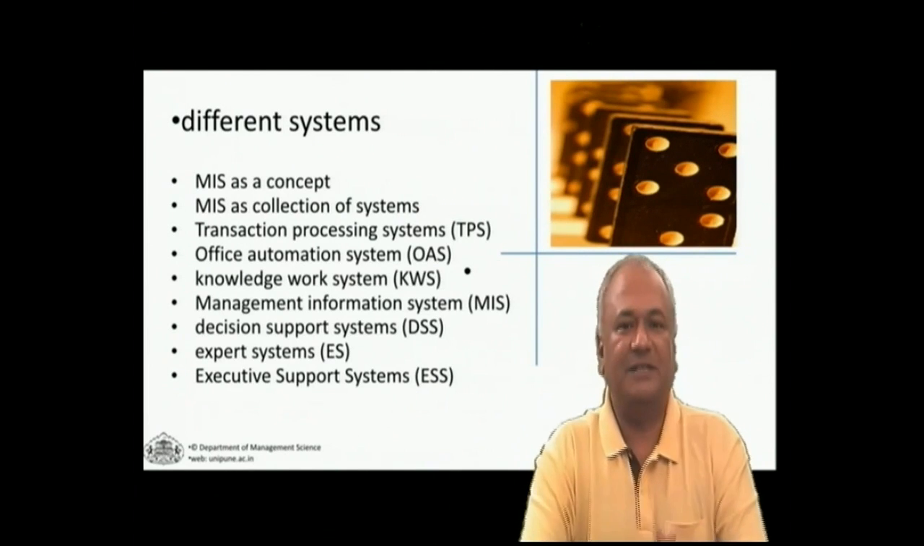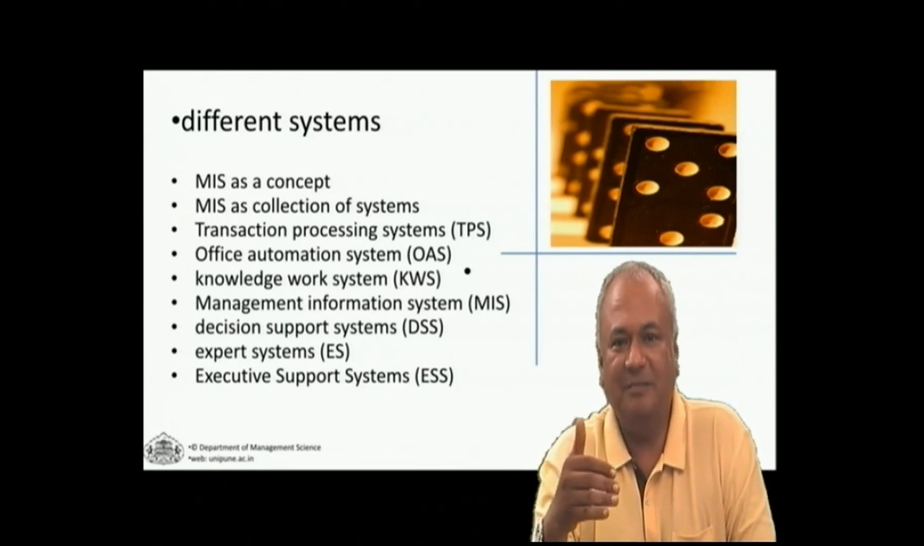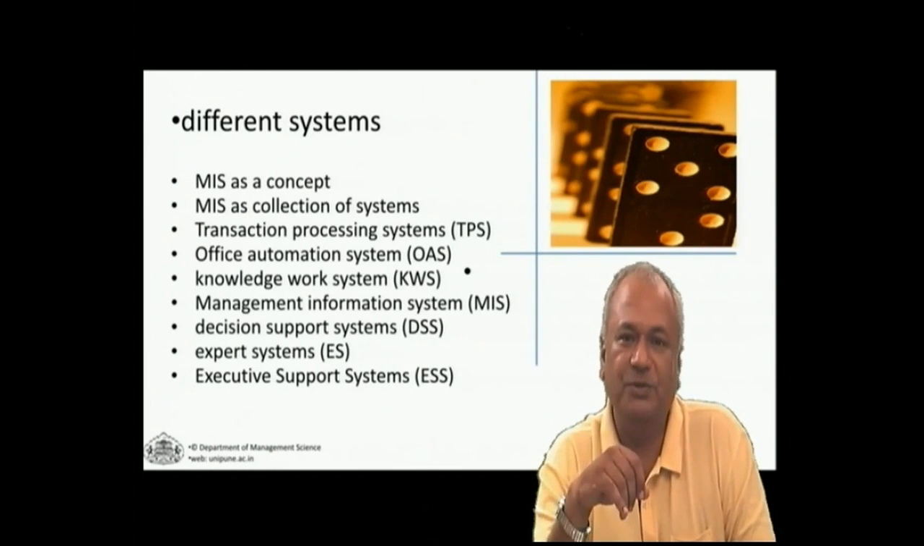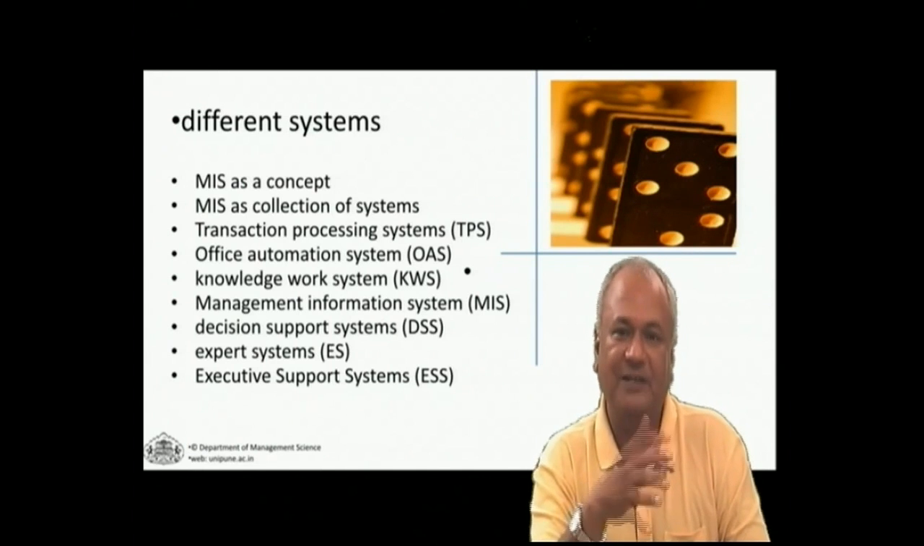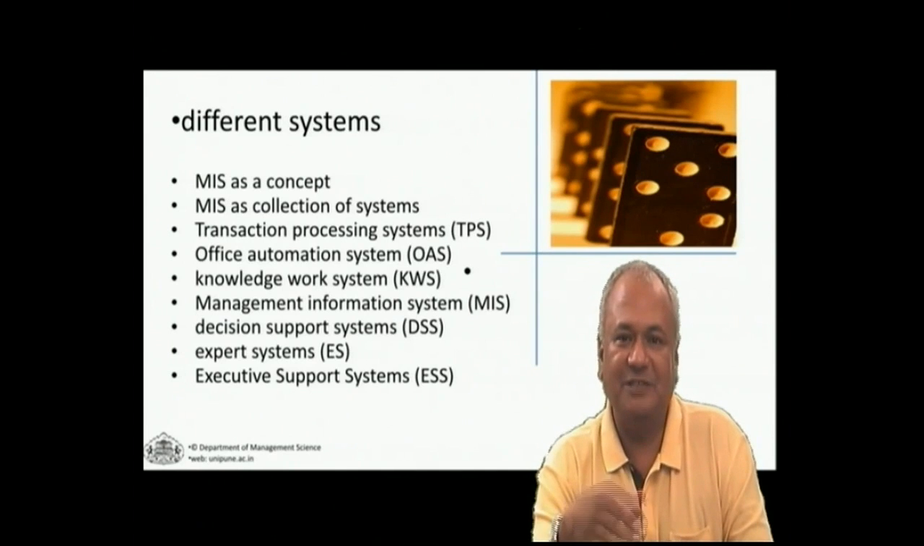As we go along studying these different systems, we will go into a little more detail of each system. But in this session, I just want to give you an overview of different levels and different systems in the organization. So the decision support system is the next level of systems in most of the organizations.